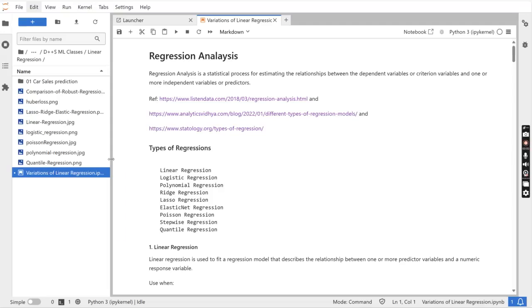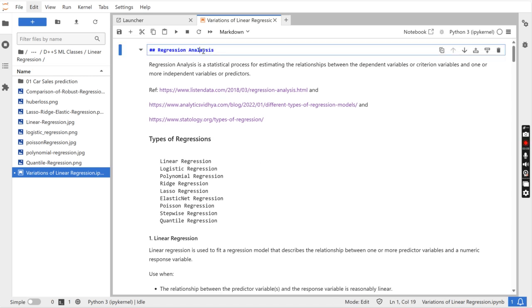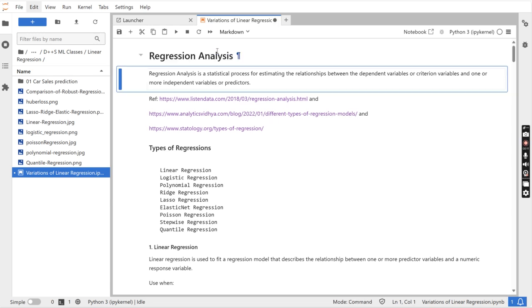So far we have talked about linear regression only. Mostly linear regression only we have learned. But another most important concept is the different types of linear regressions. So that's what we call regression analysis.